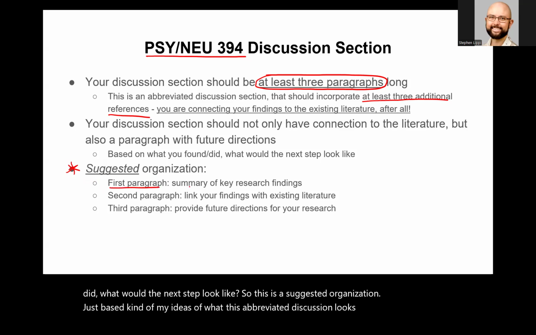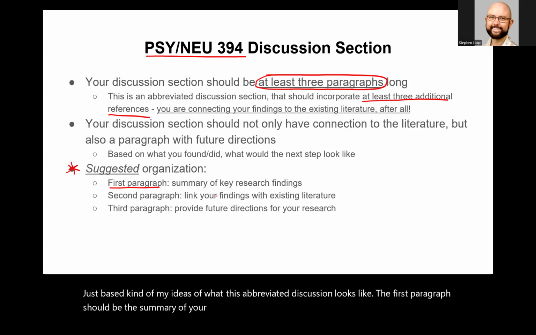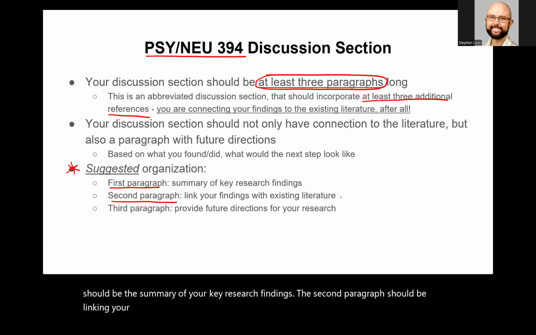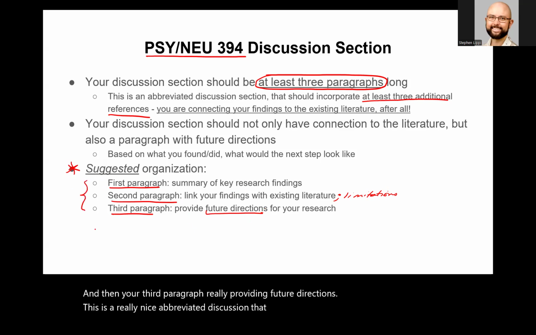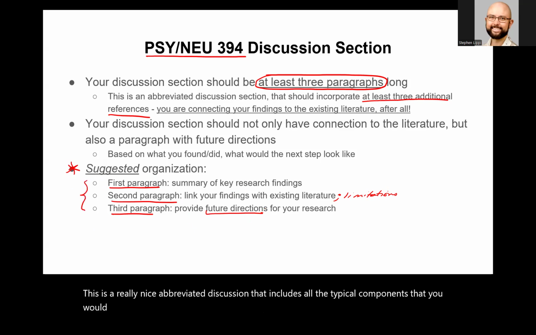The first paragraph should be the summary of your key research findings. The second paragraph should be linking your findings with the existing literature, and then also including some potential limitations. And then your third paragraph, really providing future directions. This is a really nice abbreviated discussion that includes all the typical components that you would normally see in a discussion section.